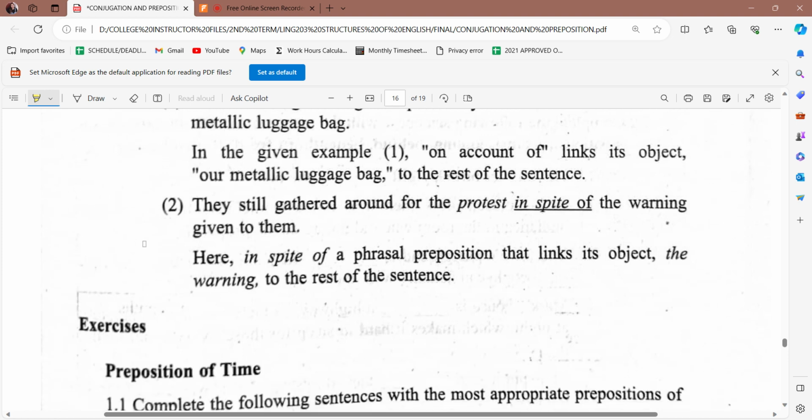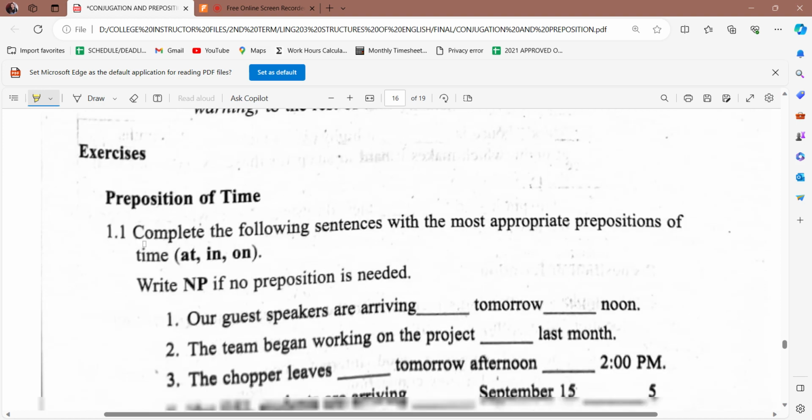We also have another one: They still gathered around for the protest in spite of the warning given to them. Here, in spite of is a phrasal preposition that links its object, the warning, to the rest of the sentence. Take note that if you're going to use the word despite, the word that follows should not be of. You cannot say despite of, okay? Rather, you can say in spite of. So despite stands alone: despite the calamity. You cannot say despite of the calamity. That's already wrong.